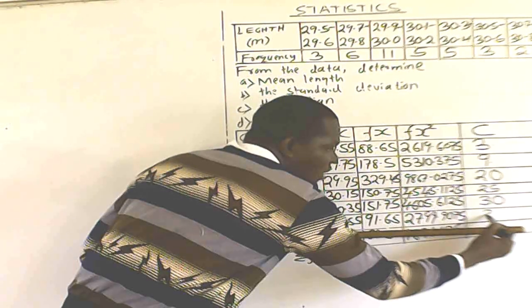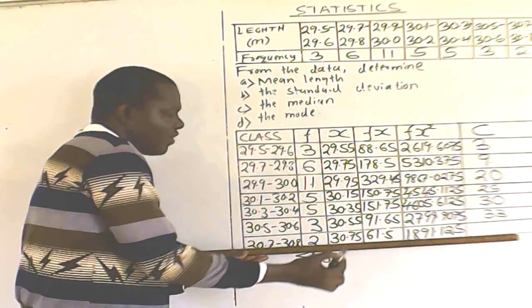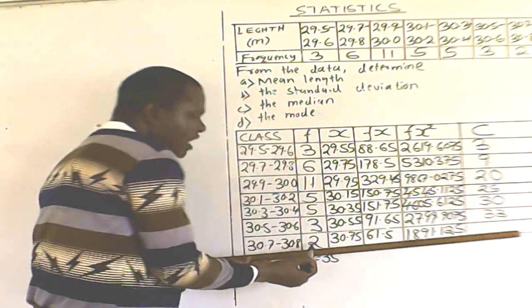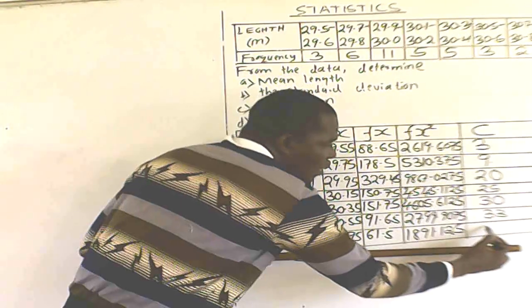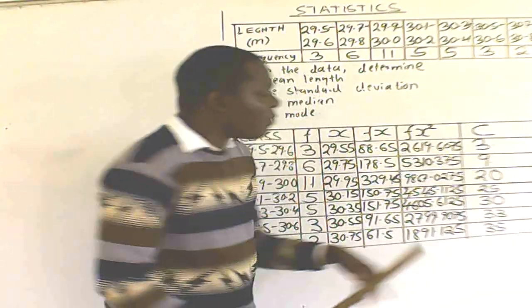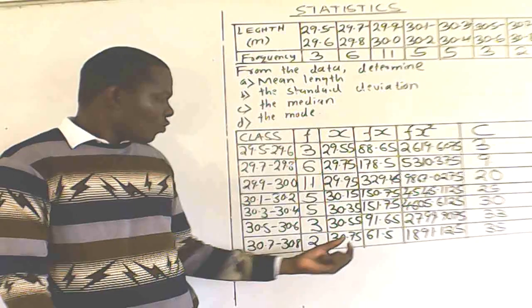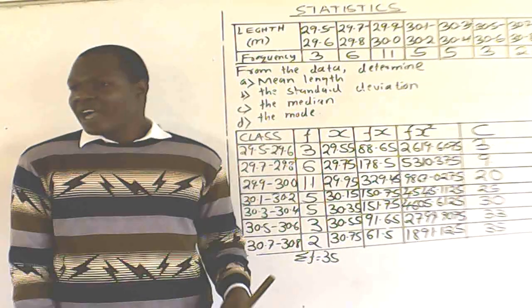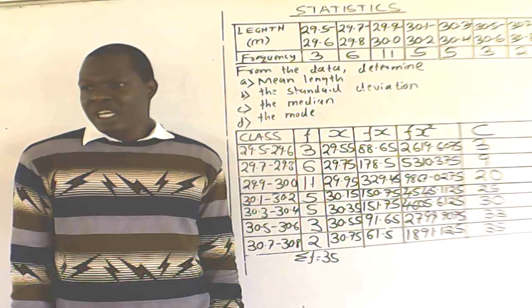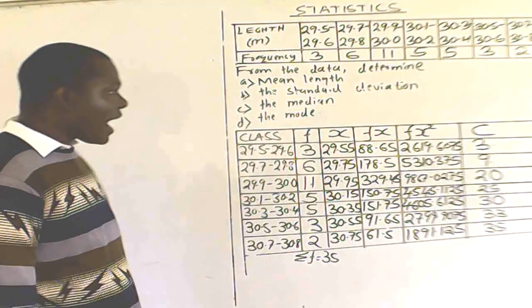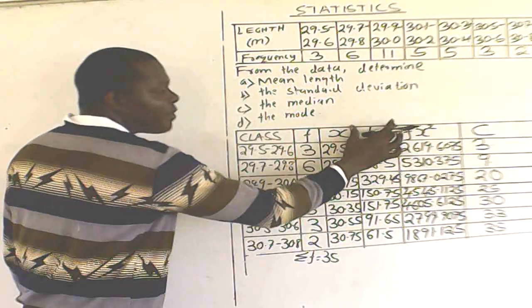Then at the end of this row, you counted 30 and you are counting 3 more. And then you have counted how many? 33. Then you counted 33 and you are counting 2 more. And then you have counted how many? 35. Meaning, if you counted 35, the last term was the 35th term. And you can see all the frequencies add up to 35, isn't it? So from there, you now need to get your summation fx.